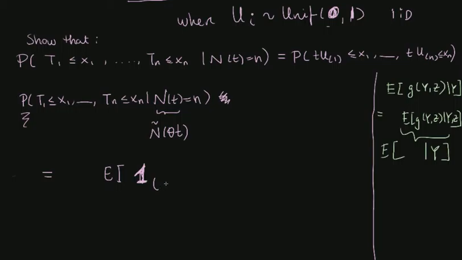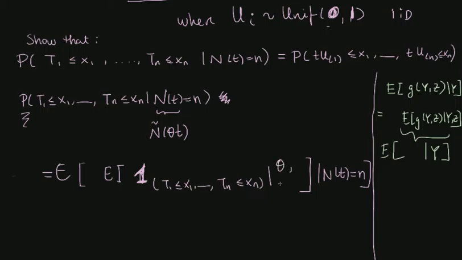So the mean value of the indicator that t1 is smaller than or equal to x1, and so on, until tn that's smaller or equal to xn, given N(t) is equal to n. So basically what I want to do is move the condition that N(t) is equal to n outside in an outer conditional expectation, and then in the inner conditional expectation, I would like to condition on two things. I would like to condition on theta and on N(t) being equal to n. And this works out because of the Tower property that I'm using in the same way as we wrote it up out here on the side.